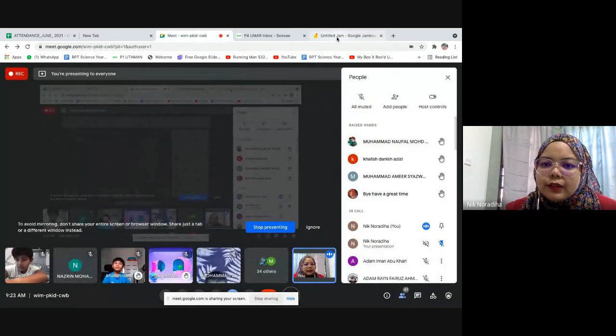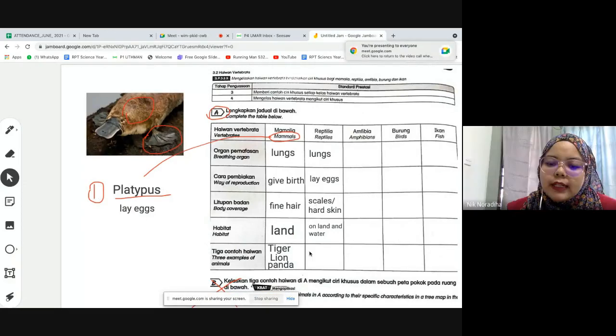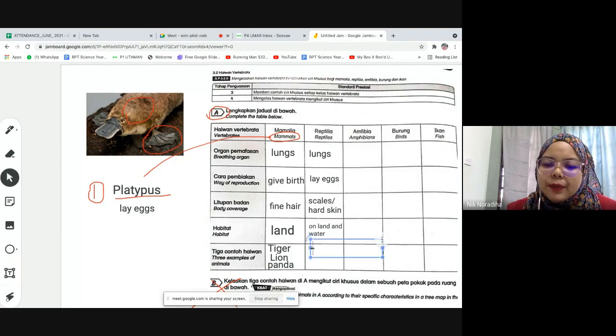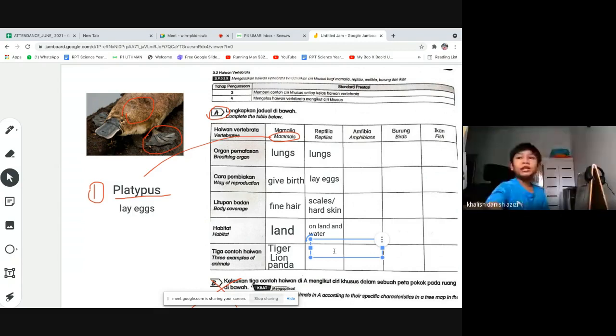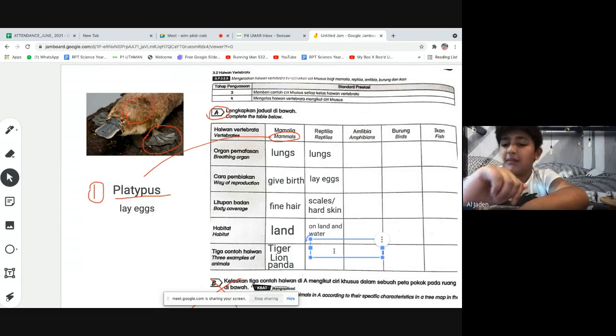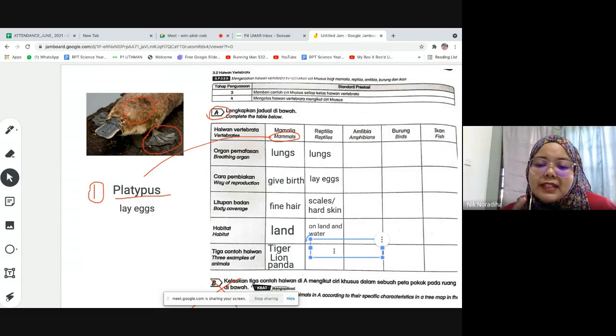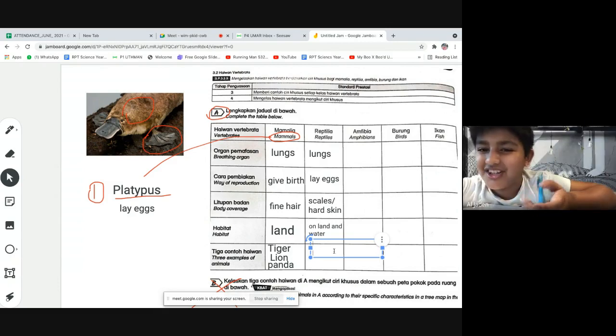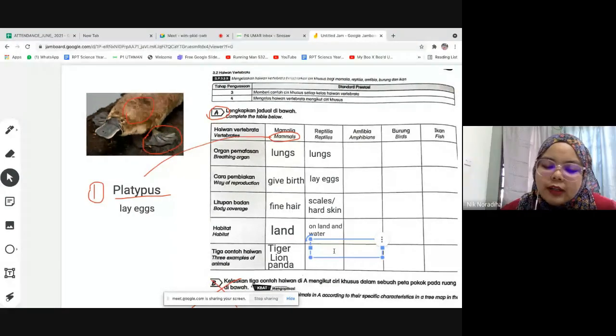Next one. Okay, Jaden, can you turn on the microphone? Jaden, do you remember teacher mentioned the examples of reptiles just now? The animal that takes care of its eggs. Can Jaden tell teacher one? Everyone else, turn off. Jaden only. Jaden, one example that has scales and also lays eggs. Can you tell teacher one? Fish, teacher. Yeah. Okay, the other one teacher mentioned just now.